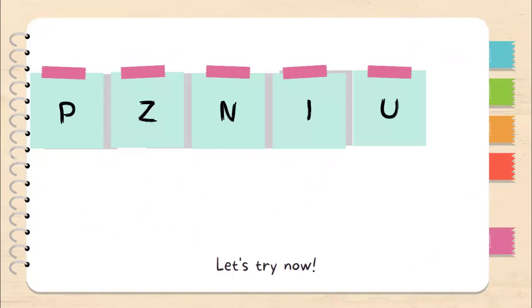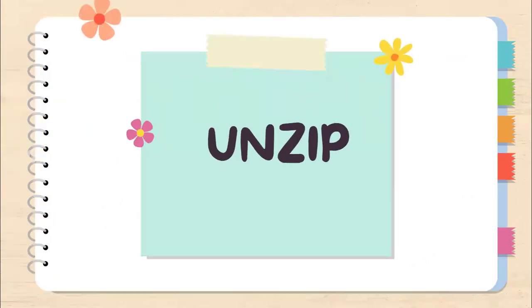Try it now. Unzip. Now, we have a prefix for the word. It's un. Zip is a word and un is a part of the word. Unzip means to open the zip.